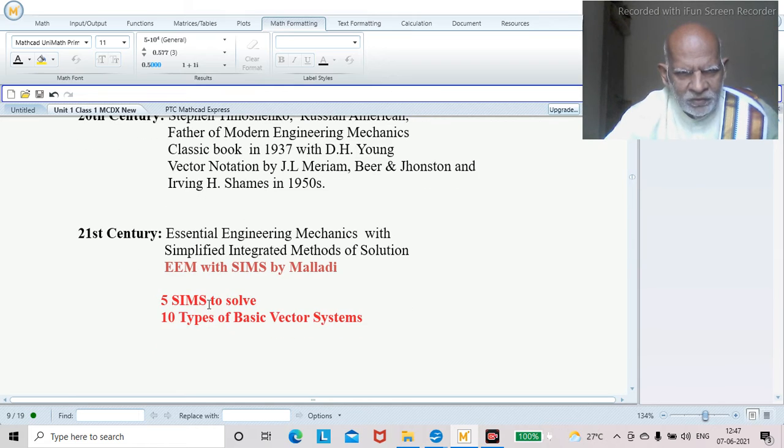I talked about 5 sims and 10 types of them. If you master them, the subject becomes very easy. Therefore, I wrote the book on them, and you are going to read it, and we are going to follow that here.